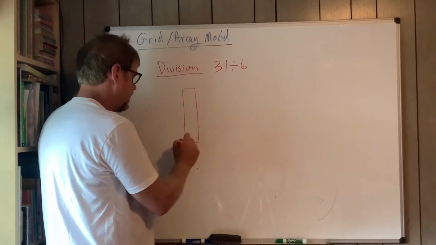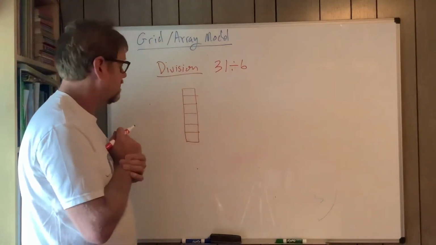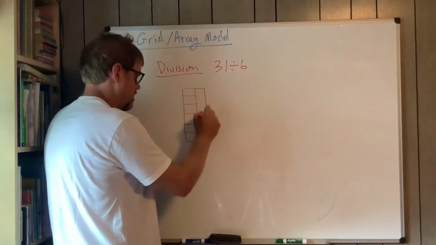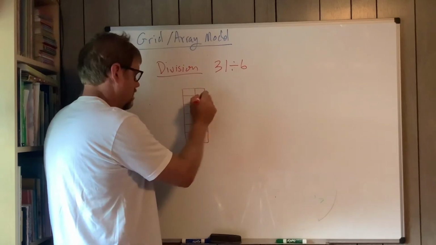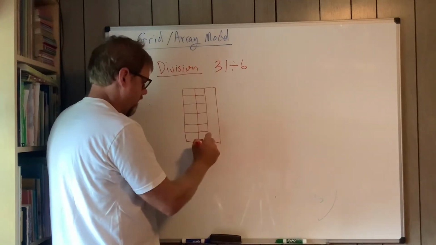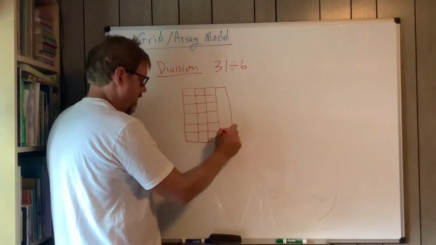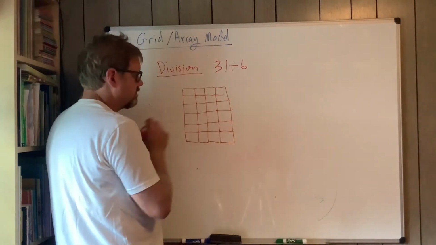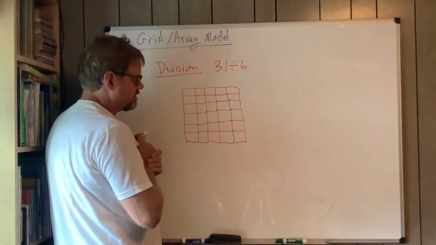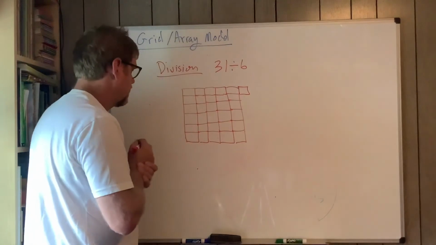And so I'm just going to do one set that has 6. Okay. Right. And then what we want to do is make another one of these until we get to 31. So there's 12. Another 6 is 18. Another 6 is 24. Another 6 is now 30. And there's 1 left over, right?